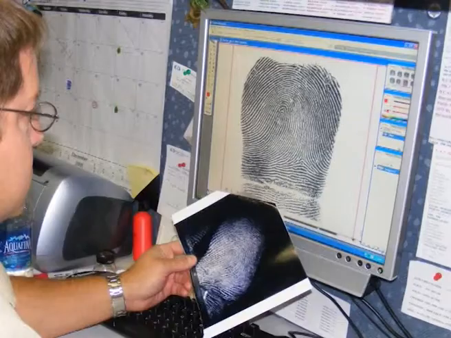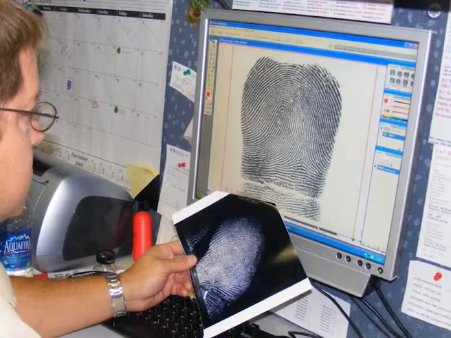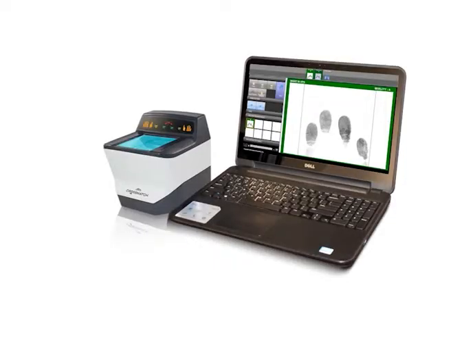Sir Edward Richard Henry, Khan Bahadur Azizul Haq and Rai Bahadur Hemchandra Bose developed a system of classification of fingerprints. In modern digitalized world, manual fingerprint identification system has been replaced by automated fingerprint identification system, AFIS.